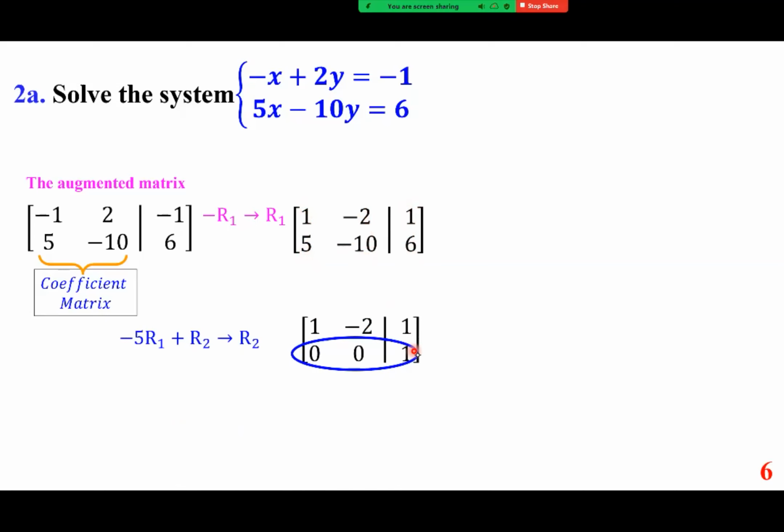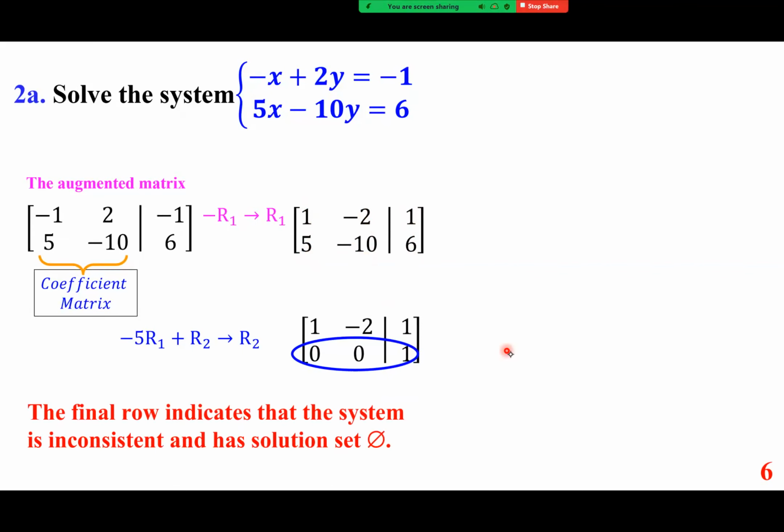So what does that mean? If we look at the final row, every entry is 0, except the last one. If all of them are zeros, it's an identity. But if only all of them are 0 except the last entry, then there is no solution. It's an inconsistent system.